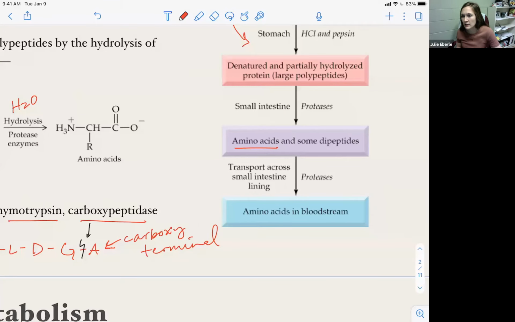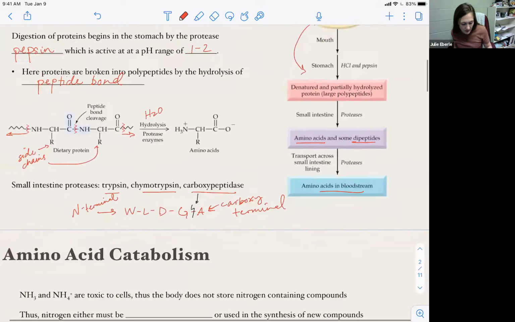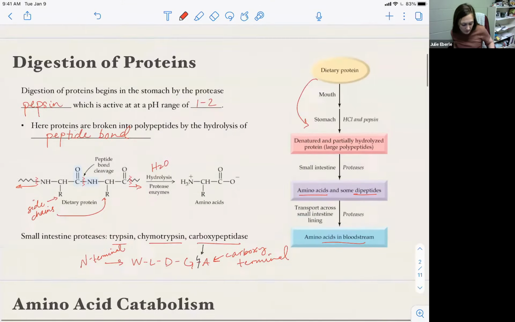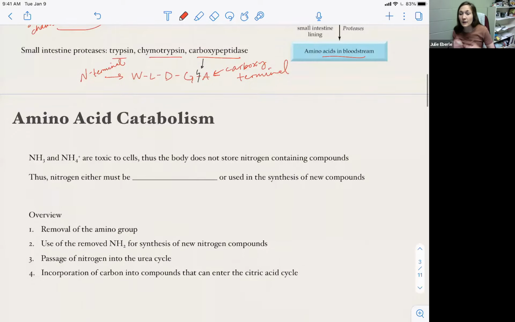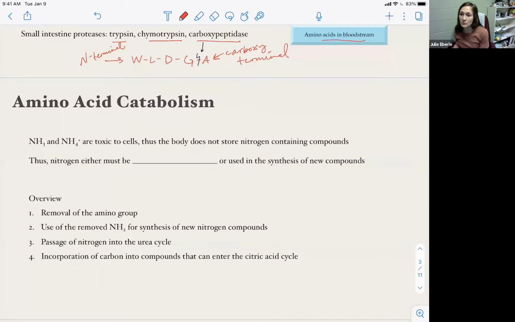By the time they're done in the small intestine, we've broken everything down into individual amino acids and a few dipeptides. Then they're transported across the lining of the small intestine into the bloodstream, and then they can be sent wherever they need to go. So that's digestion. Once we have individual amino acids, we can further break them down. That's called amino acid catabolism. Here's where we can start to pull off the nitrogen groups or pieces of the amino acid that we can use for the synthesis of other biological molecules.